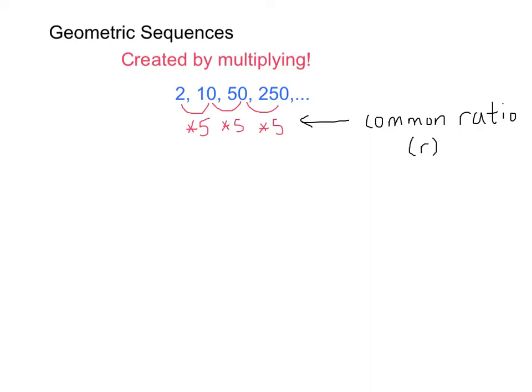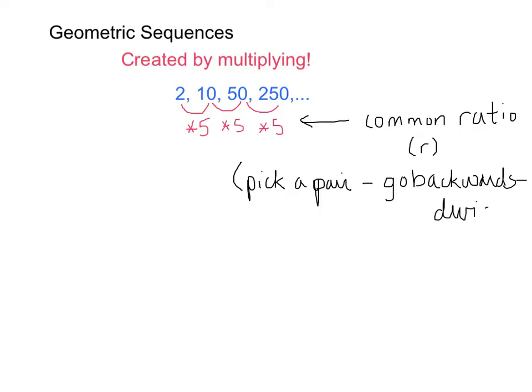Now when you first see a sequence, if you can't figure out what the ratio is, then just like with the arithmetic, you want to pick a pair. And you're going to go backwards. So going backwards from multiplying would be to divide. So pick a pair and then just divide them. And that'll get you your common ratio.